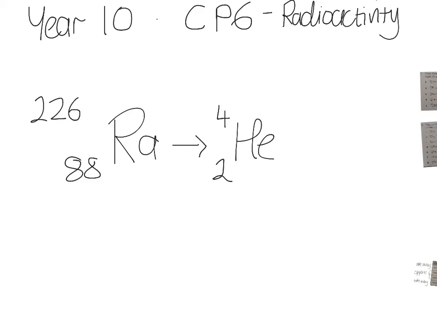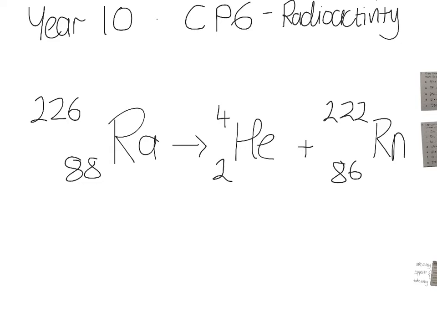Now, 226 take away 4 gives you 222 because we do a simple takeaway. We've got an atomic number of 88, take away 2 gives us a total of 86. So we've got the same mass all accounted for, and we end up with a brand new element, and that new element is going to be radon. The way you can find that out is you take the atomic number, look it up on your periodic table. Okay folks, that's alpha decay.